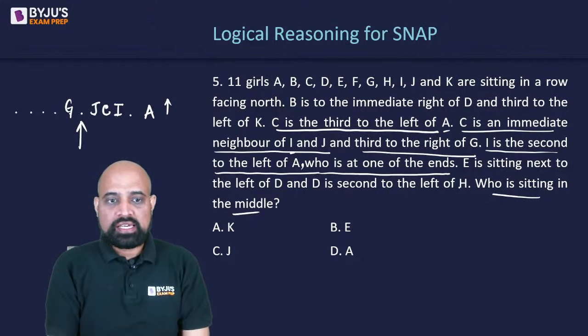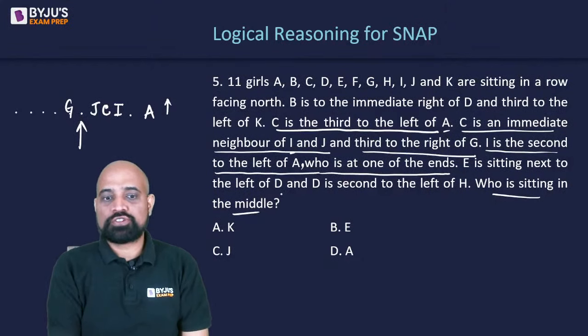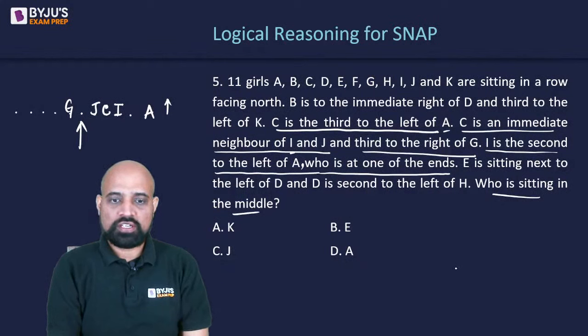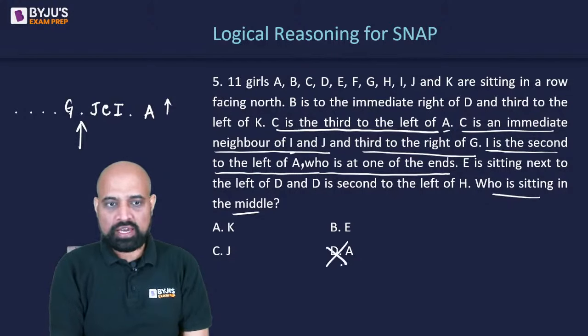Okay. A is sitting next to the left of D. Next, immediate left, right? And D second to the left of H. So let's go through the options. Can we have A? No. Can we have J? No. So one among K and E. Okay, let's see.